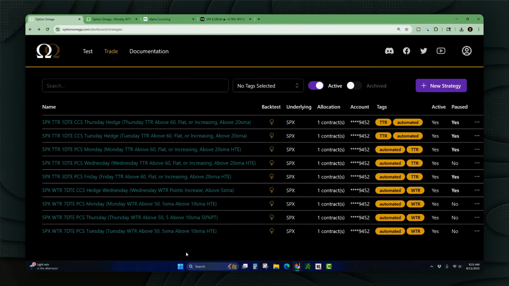And then I'm done for the week. I can just let these ride, and you don't have to be at the market. I don't have to watch the screen because the execution software, which is Option Omega, is going to be taking care of that for me.